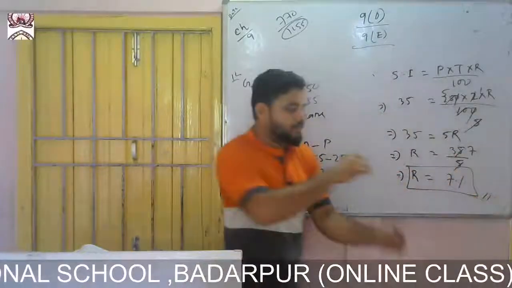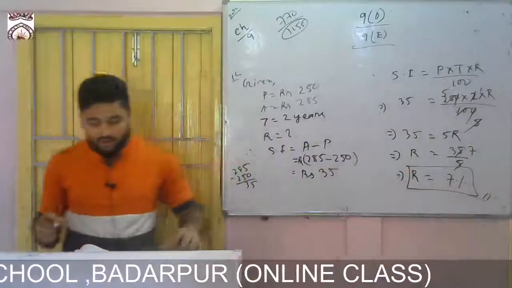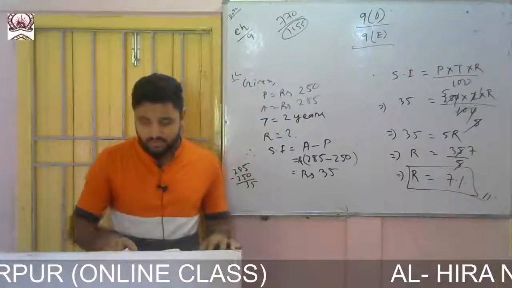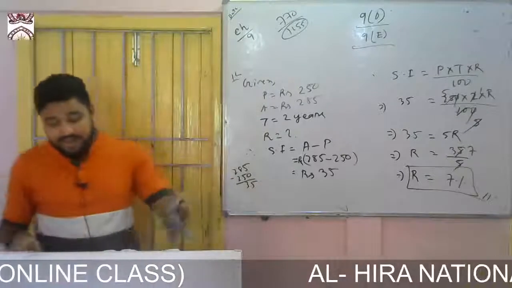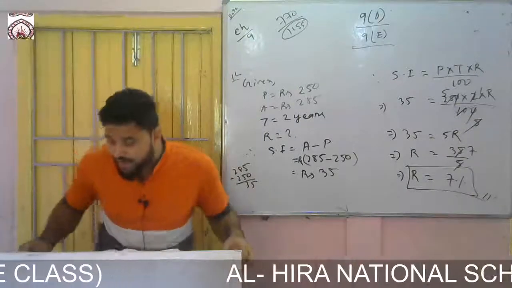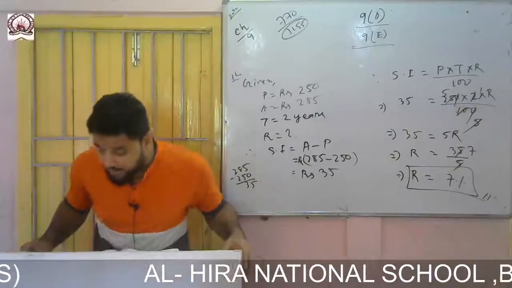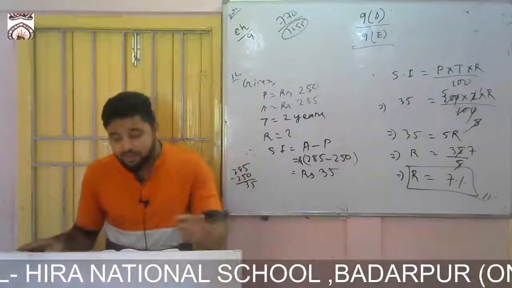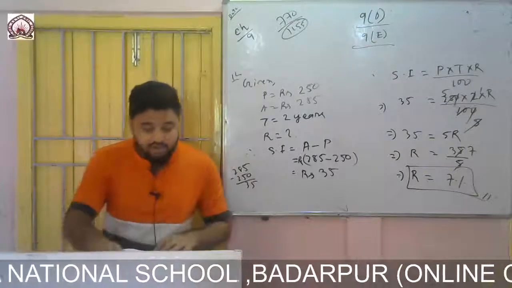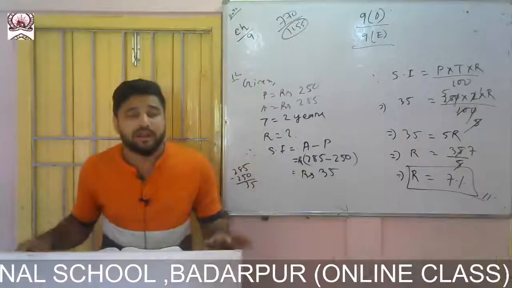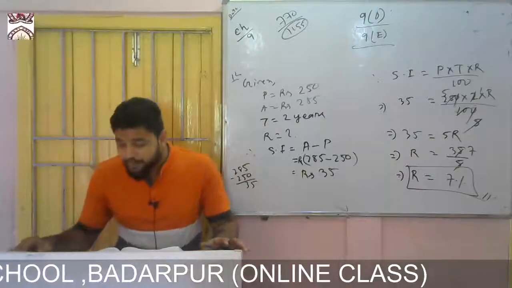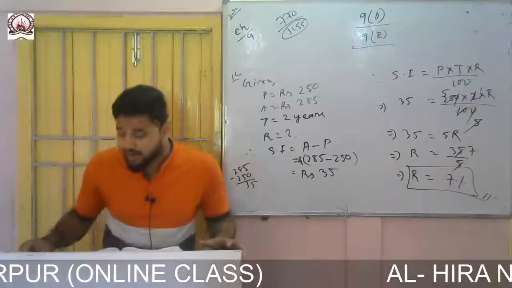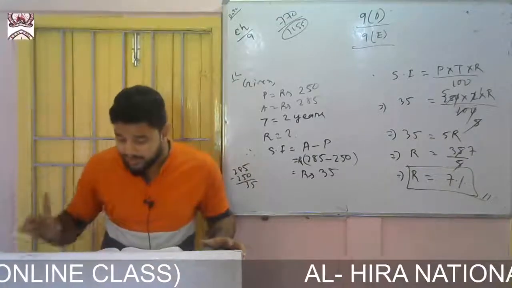Now come to the last question, that is HOTS, higher order thinking skills. It is the last question for today's class. See, a sum of rupees 400 amounts to rupees 480. A sum of rupees 400, that is the principal, amounts to rupees 480, that is the amount, in 4 years.